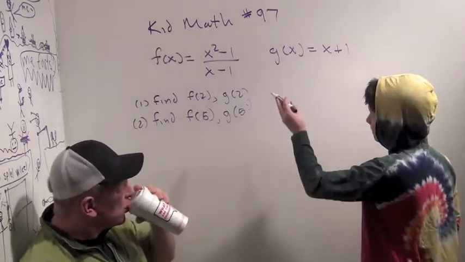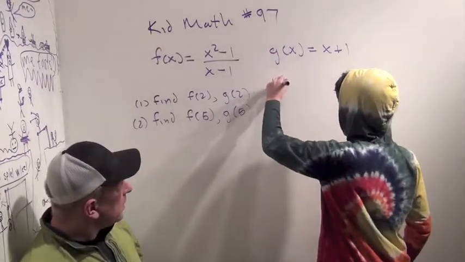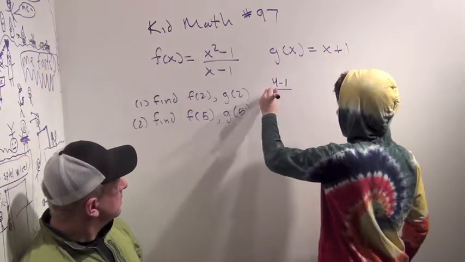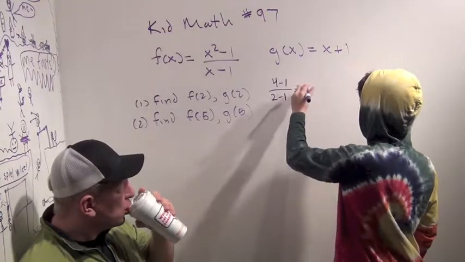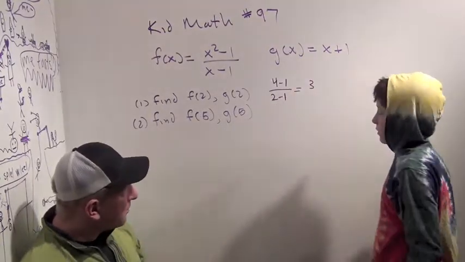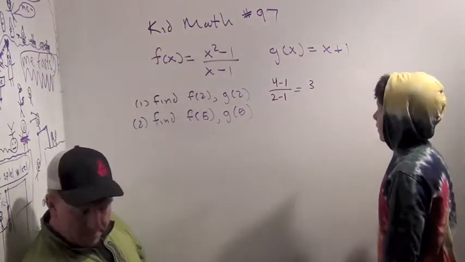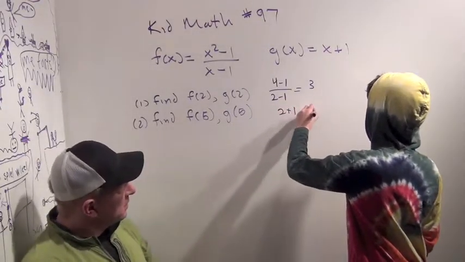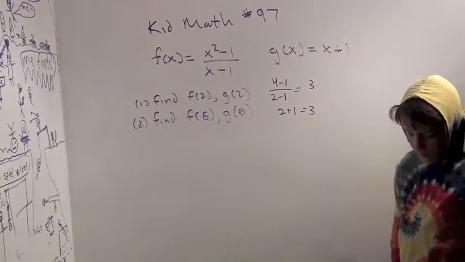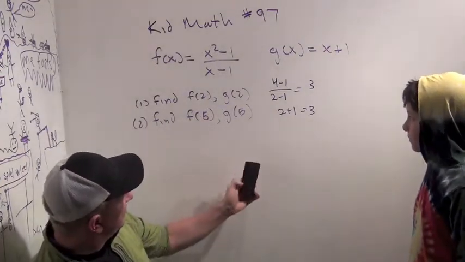Well, f of 2 would mean 4 minus 1 over 2 minus 1, which is 3 over 1, so just 3. Okay, good job. Then g of 2 is 2 plus 1, which is 3. Okay, great. How about f of 5 and g of 5?